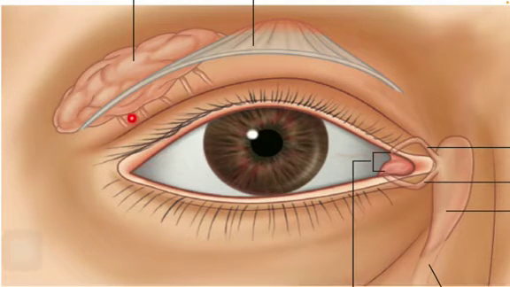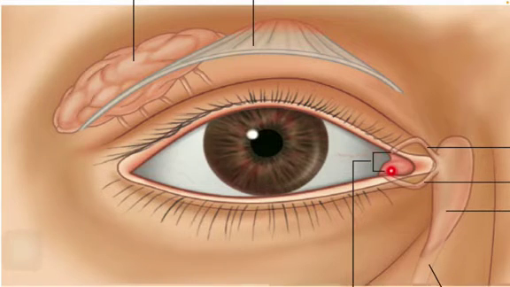Here you can see these are the ducts of the lacrimal gland. Through these ducts it opens into the superior fornix of conjunctiva, and then this fluid moves from the lateral part to the medial part across the eye as the eye blinks, and it accumulates here as a lacrimal lake. The volume of the lacrimal lake is about 7 to 10 microliters.